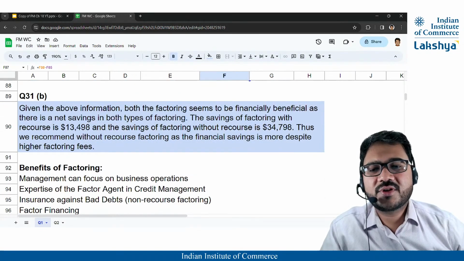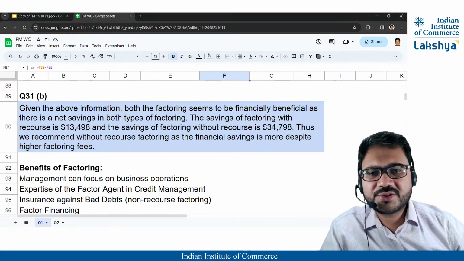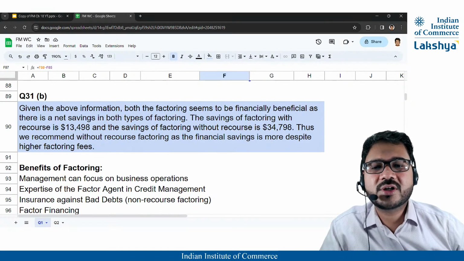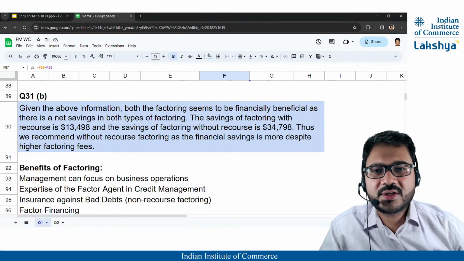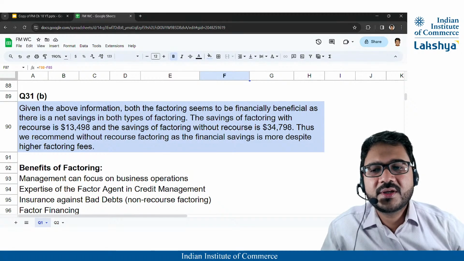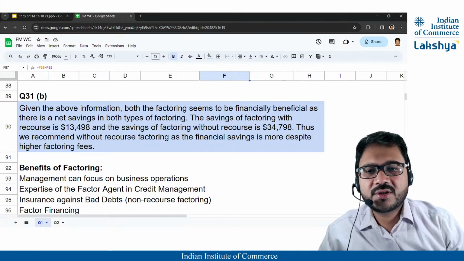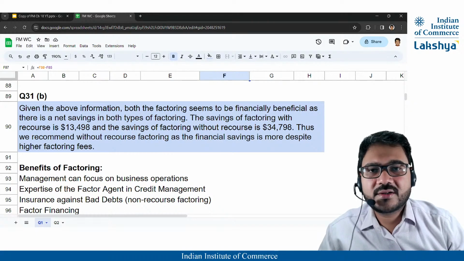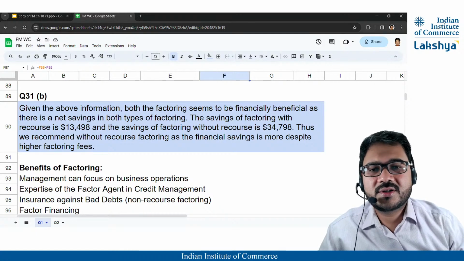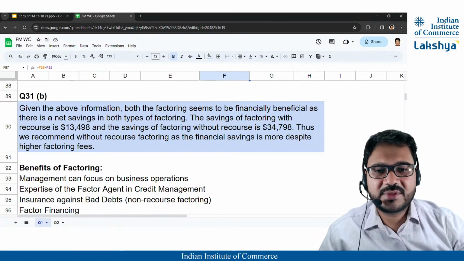Then they asked us for the benefits. So management can focus on business operation. Management need not be bothered by credit control responsibilities. Okay. So we write that. So the management can focus on business operation such that so that they can expand quicker or give better customer service. You could complete that entire statement.